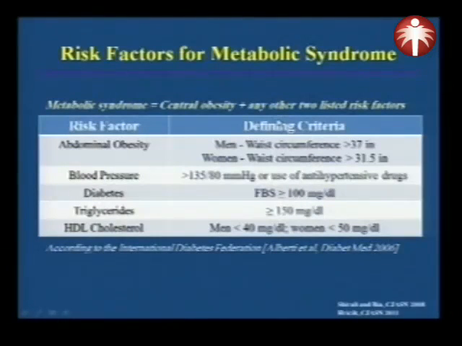And if you allow me just to quickly explain, the metabolic syndrome is basically defined as central obesity plus any of these two listed factors here according to the International Diabetes Federation.